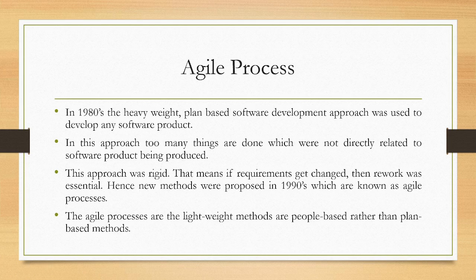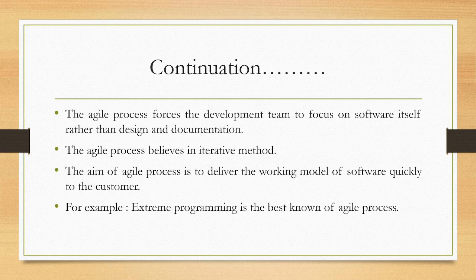The Agile model refers to a group of development processes. These processes share some basic characteristics but have certain subtle differences among themselves. Understand? These Agile processes help the development team focus on the software itself rather than on designing and documentation. Agile believes in iterative, step-by-step methods. The aim of these Agile processes is to deliver a working model of the software quickly to the customer.